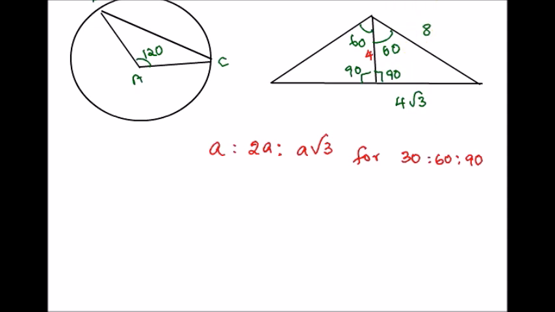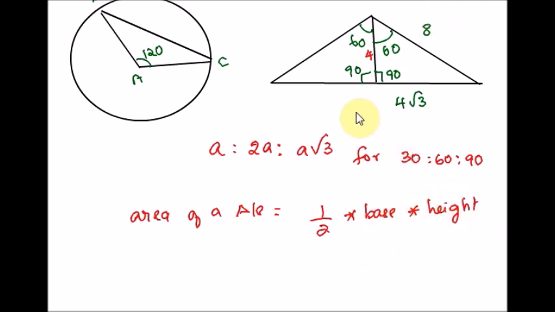So what is the formula to find the area of a triangle? Half times base into height. So for this entire triangle, what would be the base? If this is 4 root 3, this will also be 4 root 3. So totally it would be 8 root 3. Am I right? So the base is 8 root 3, height is 4.